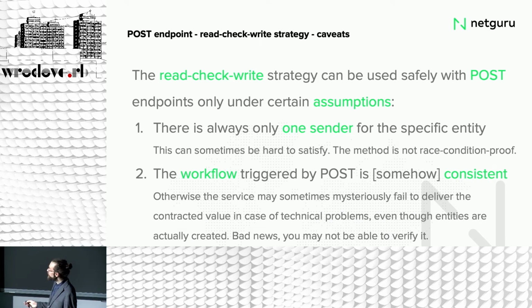So the first one is that just in this form, it's prone to race conditions if we have multiple senders working on the same data. If they plan to create the same entity, you will have some duplicates sooner or later. And the other one is even more tricky because it deals with consistency. So the receiver might not have a consistent workflow on their side.